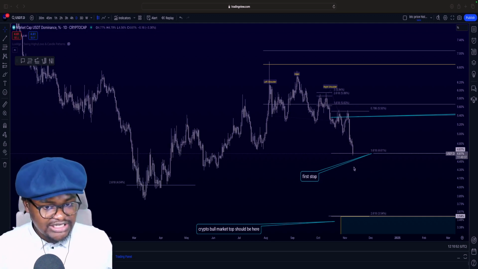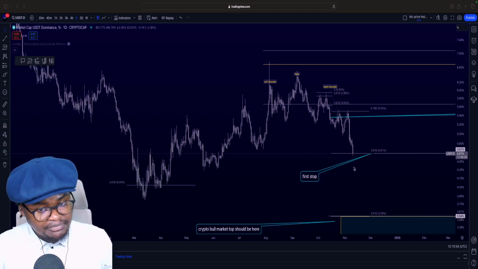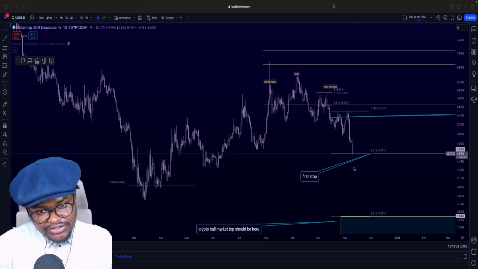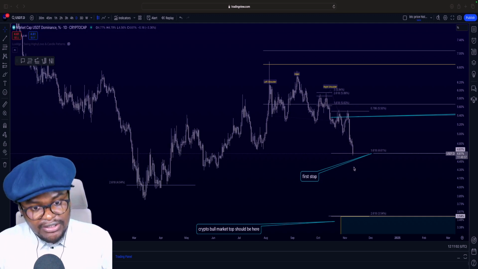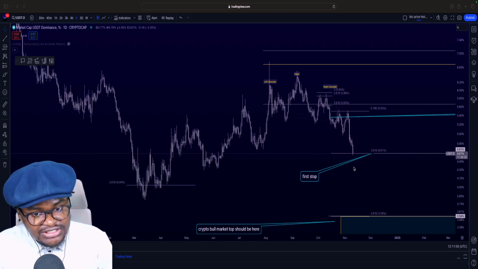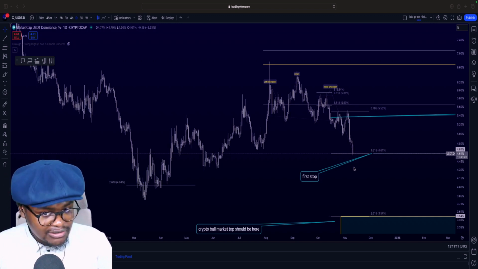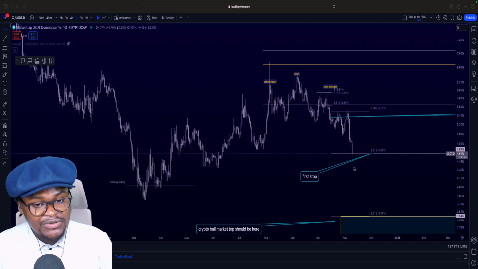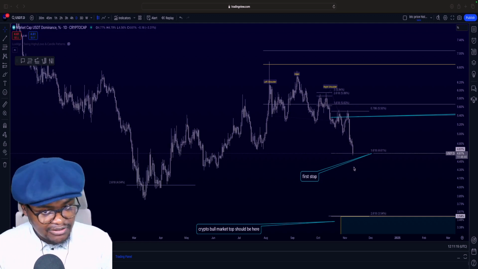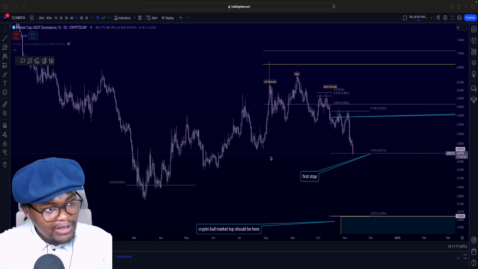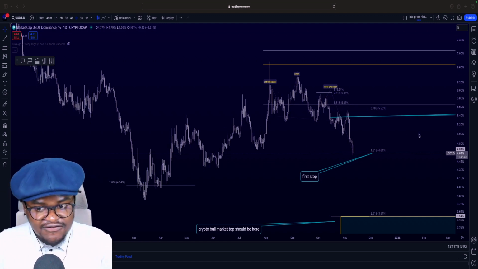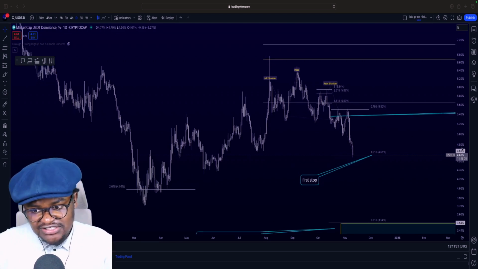You have to understand that when USDT dominance goes up, BTC goes down, and when it goes down, BTC goes up. By looking at USDT dominance, we are looking at the pockets of investors and traders. We want to know if they want to use their money to buy crypto or not, or if they want to sell their crypto and put the money in their pockets. So this chart represents the pockets of traders and investors.